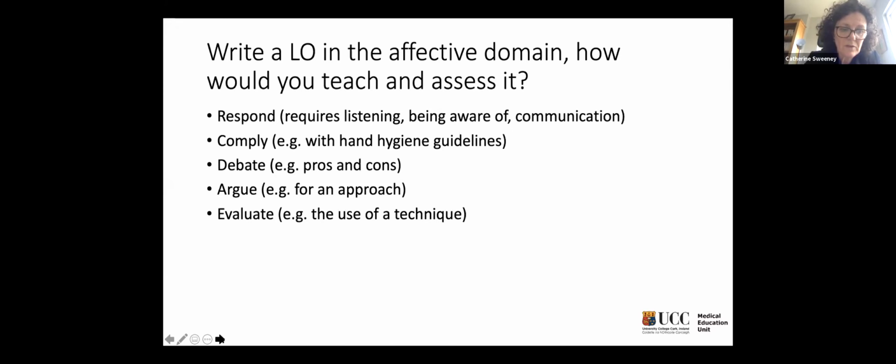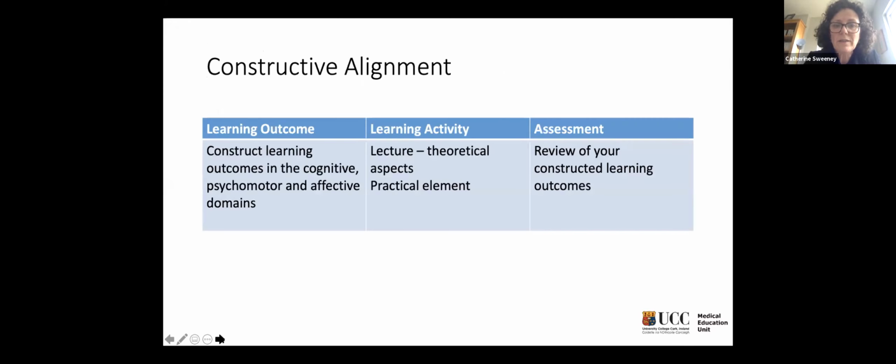I won't dwell on that. I just wanted to get to this slide to show you a very practical way of mapping out in your own head, even if you don't write it this way on the application form, how you might align your learning outcome with your learning activity, aligning with assessment.